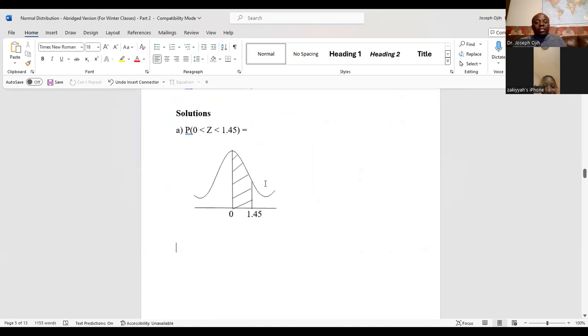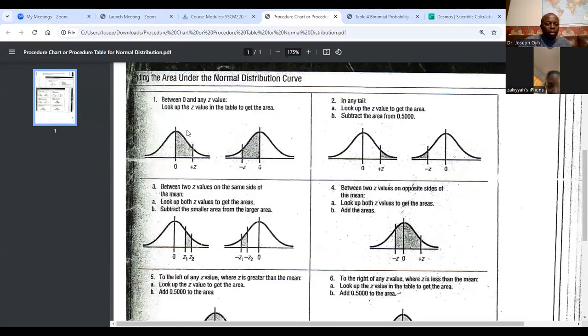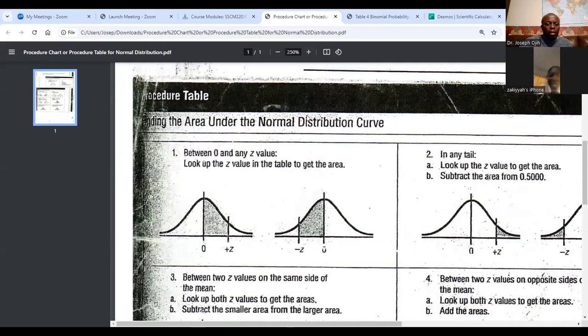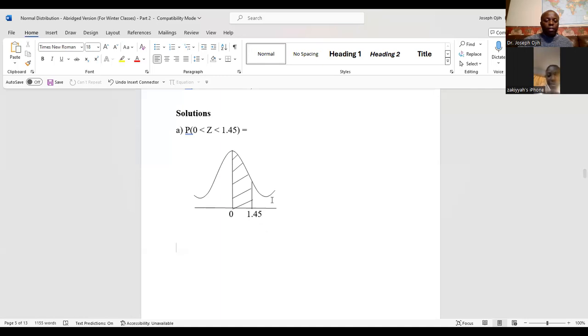So we're going to find the chart that looks exactly like this from the procedure chart. I'm going to go here. You see that it is this one. This one is between 0 and Z. Let's see what it says. It says between 0 and Z, look at the Z value to find the area. That's what it says for this type of drawing. So we have our drawing. It says look at the Z value. So our Z is 1.45.